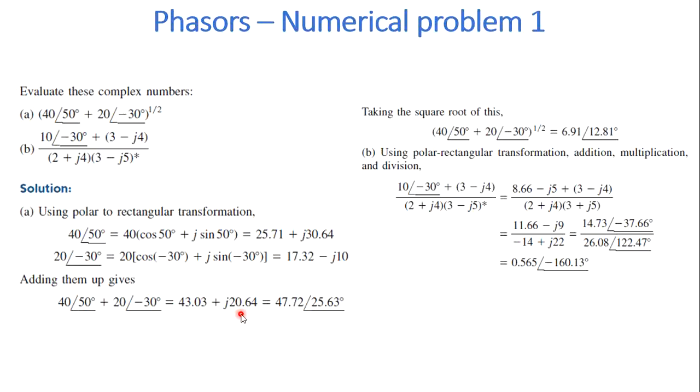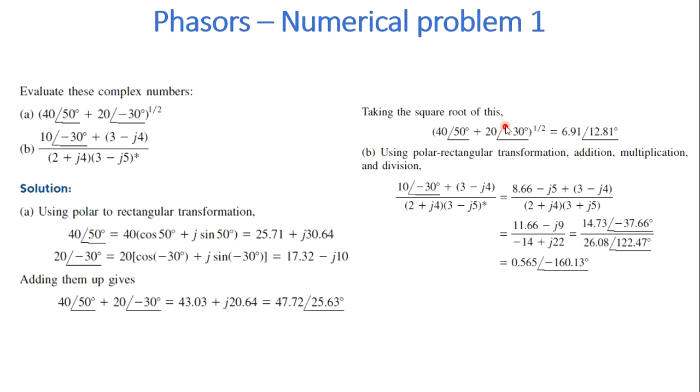This is in rectangular form, x plus jy. So r is equal to the root of x square plus y square. If we substitute and take the square root, we get the value of r. And for the angle, we take tan inverse of y by x. Substituting y and x in that formula gives the equivalent polar form for this rectangular number. If we convert this, this is the number we end up with.